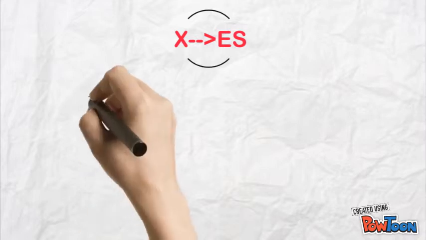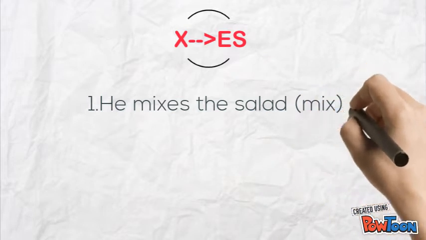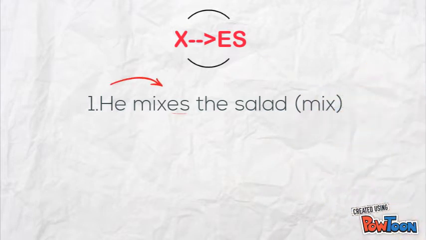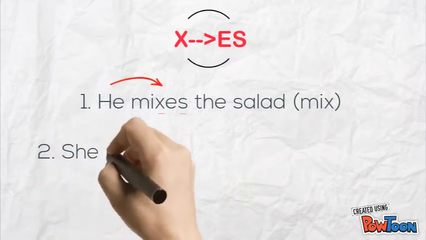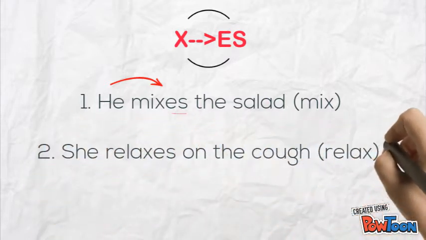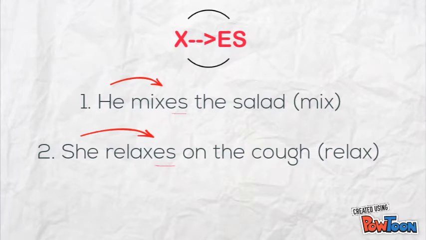Lastly, with this option, it's with verbs that end with an x. You have to add the es at the end also. So for example, with the verb mix, he mixes the salad. So you have to add the es at the end of the verb. And with the verb relax, she relaxes on the couch. So you have to add the es at the end of the verb also.